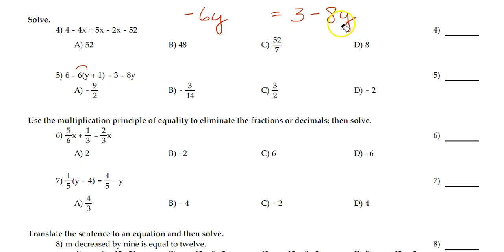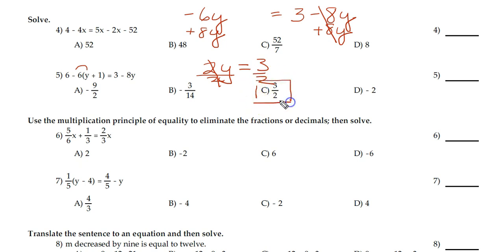And again, I want to try to keep my variables positive. So here I'm going to add 8y, its additive inverse, to this side. This gives me a 2y equals 3, because these will cancel out. Now, to solve for y, I'm going to divide by whatever coefficient is with the y, which is 2. And these cancel out. And I end up with y equals 3/2, which is letter C.